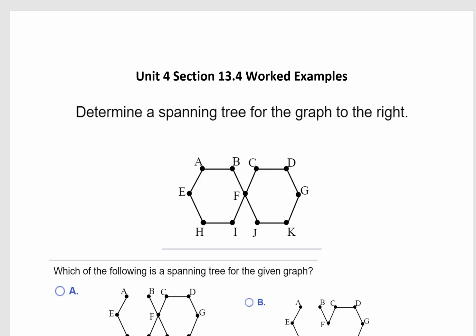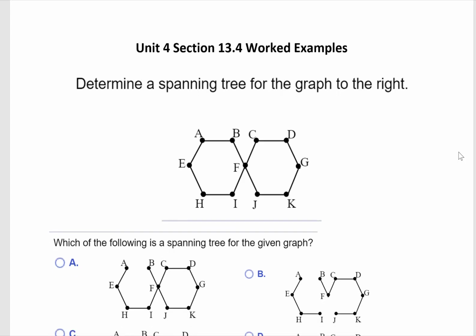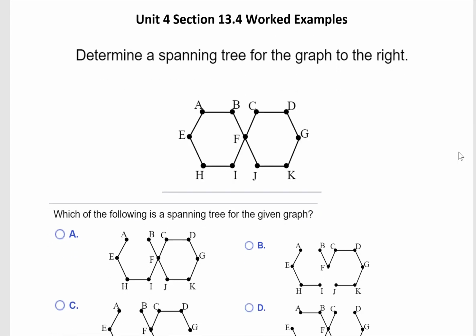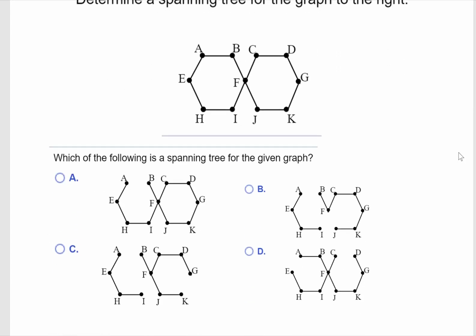Unit 4, Section 13.4, Worked Examples. Determine a spanning tree for the graph below. A spanning tree is a connected graph in which each edge is a bridge. So what we want to do is remove edges while still maintaining a path, a connected graph.